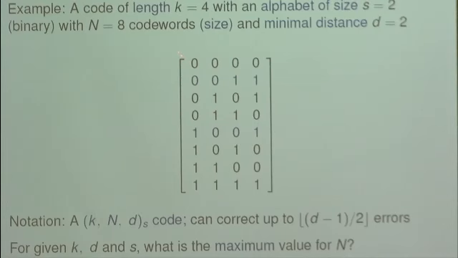So in terms of coding theory language, what we have is 8 code words. The length of the code word is equal to 4. K is equal to 4 here. It's an alphabet, which is the number of symbols in the statistical language, of 2, and quite often these codes use s is equal to 2.